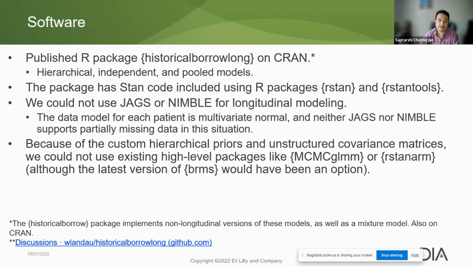And because of the custom hierarchical priors and the unstructured covariance matrices, some of the high-level packages for fitting the MMRM, such as mcmcglmm and rstanarm, also could not be used. If you are interested in the non-longitudinal version of these models, there is also a package called historical borrow that's also available on CRAN. And if you are interested in some of these packages, or if you have any questions, then please go to the GitHub discussion section, which is outlined here in the URL below.